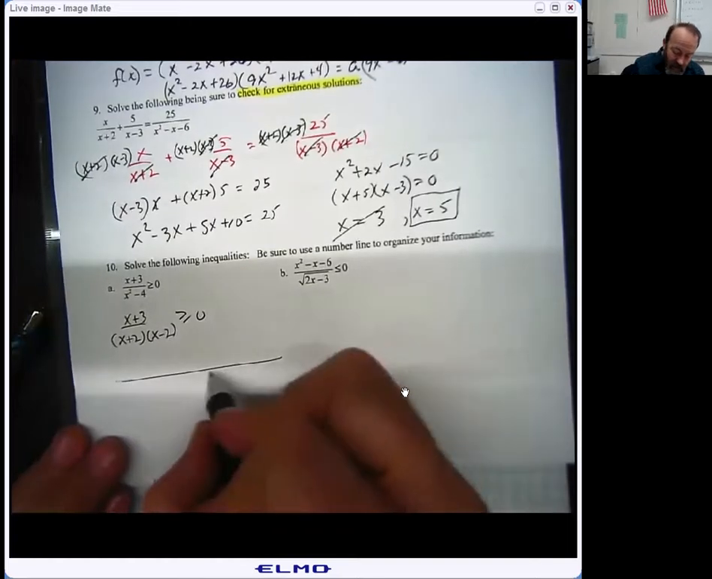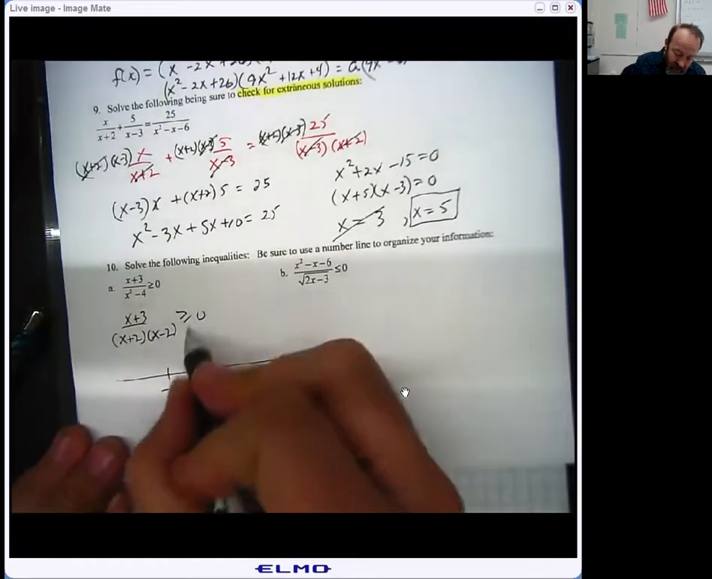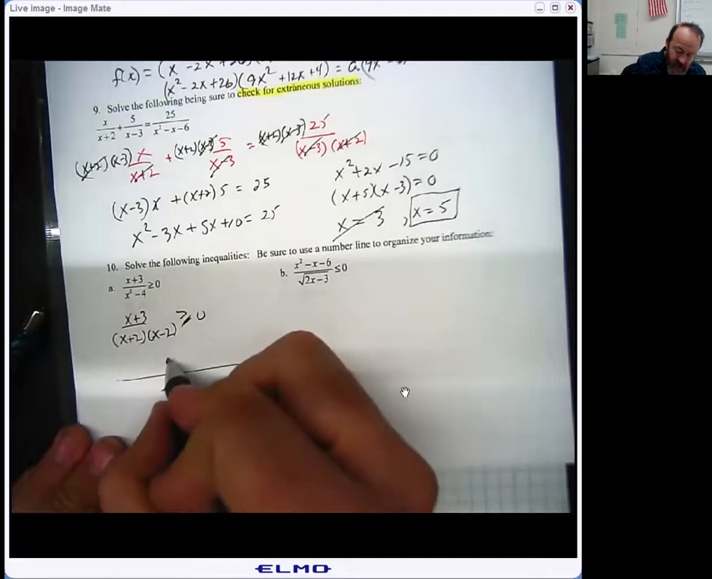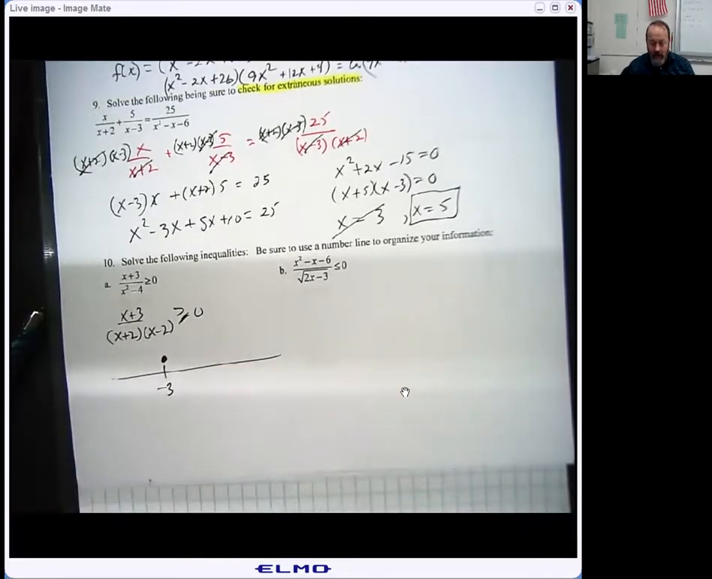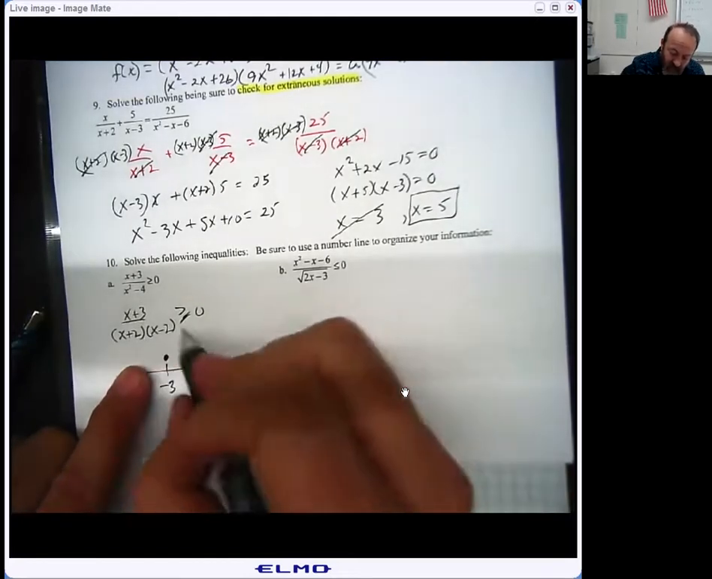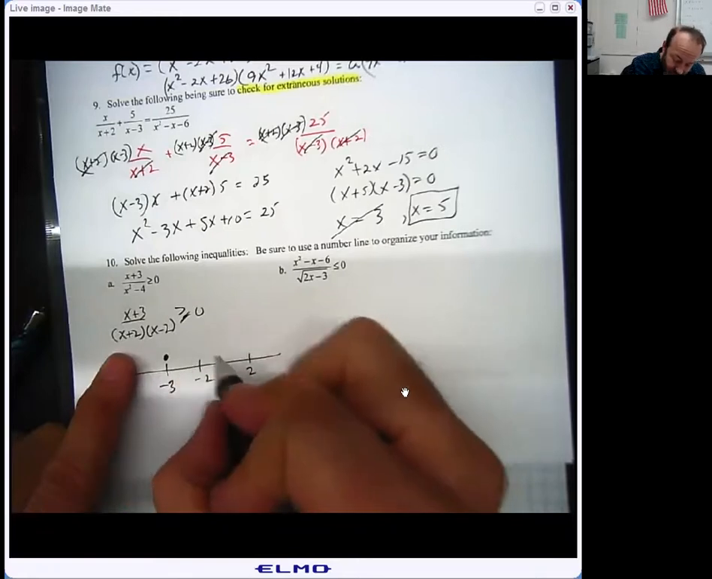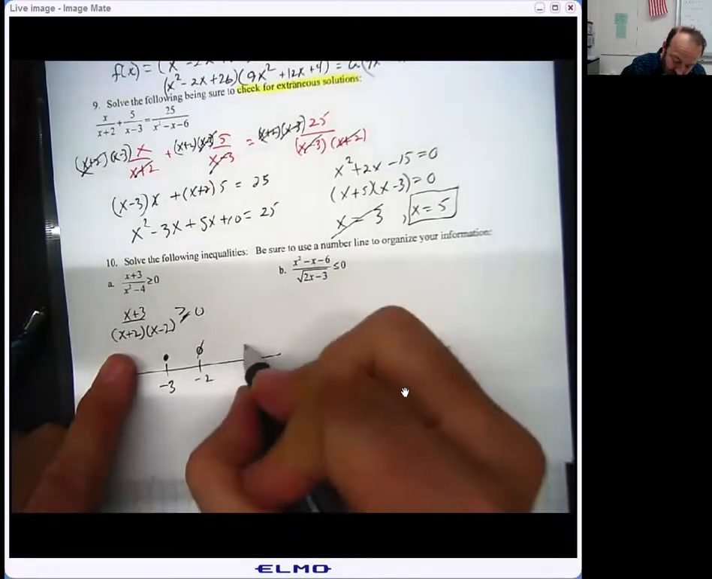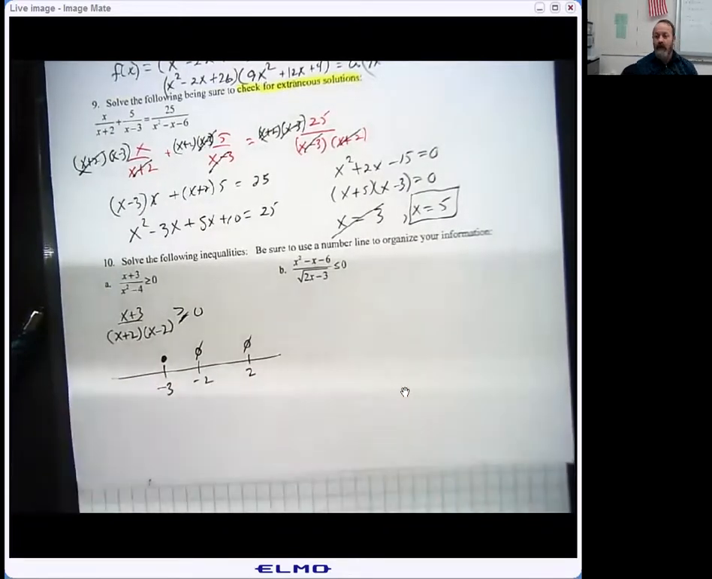So I know negative 3 would be equal to 0, and that's actually a good answer, which is why I'm putting that solid dot there. Negative 2 and positive 2, although they produce a 0, those are both zeros in the bottom of the problem, which means we're not allowed to do that, because we can never divide by 0.